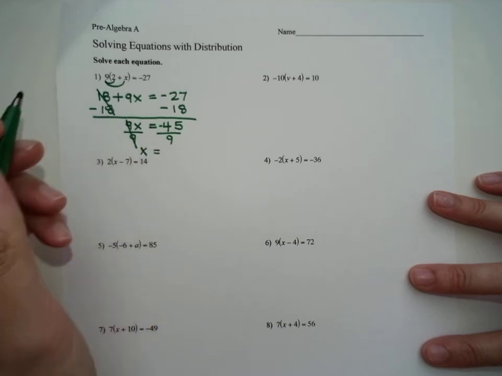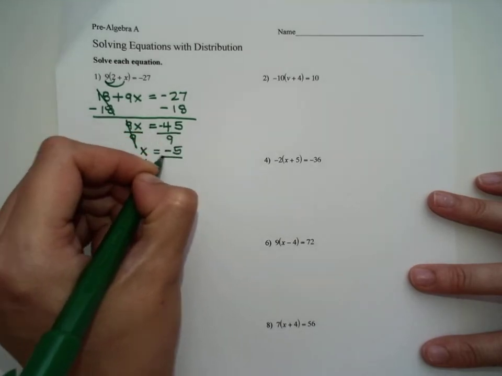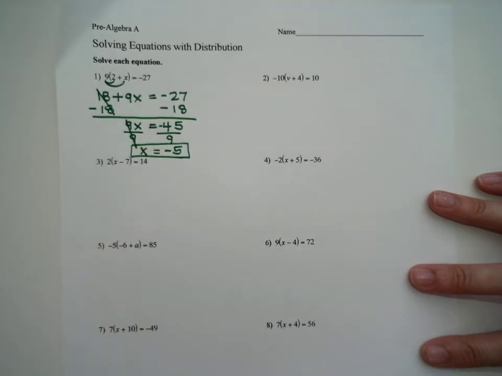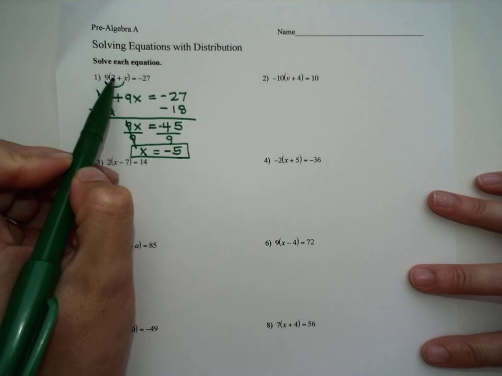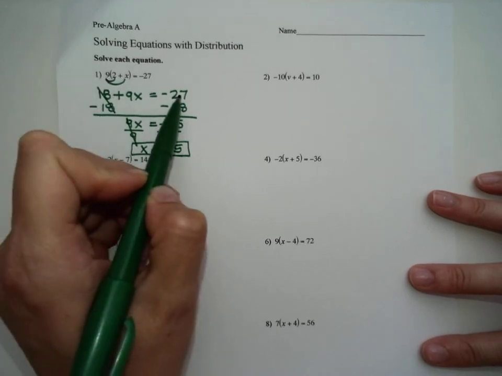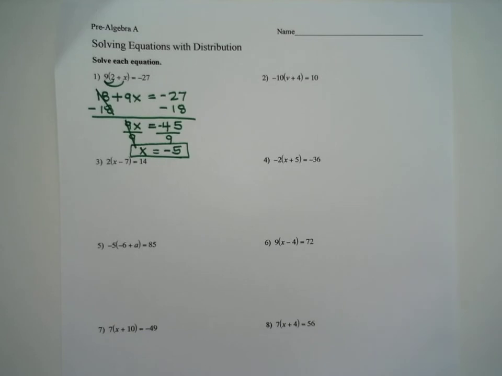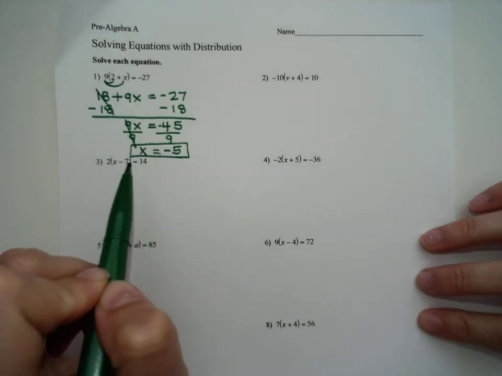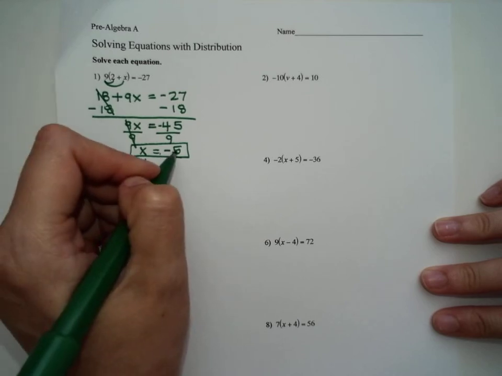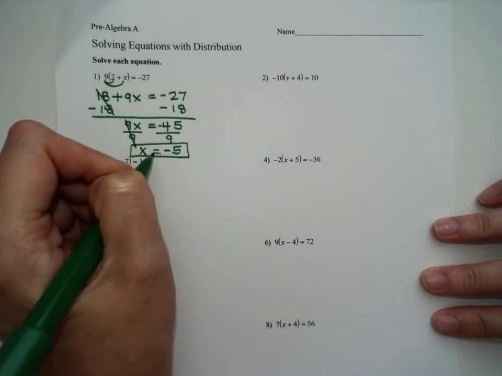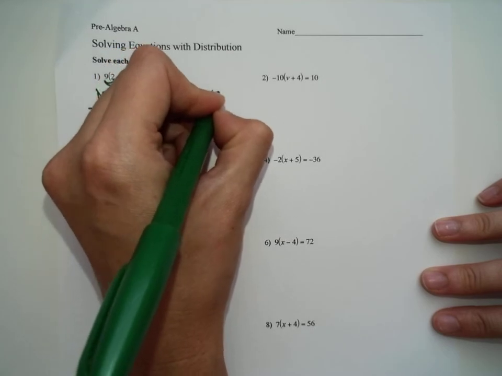And that leaves us with x equals negative 5. So the only new step you're doing is just this distribution. Once you distribute, it's just solving a two-step equation. Okay, now that we've solved, we want to check and make sure that we didn't make any mistakes. So we're going to substitute in negative 5 to our original equation.